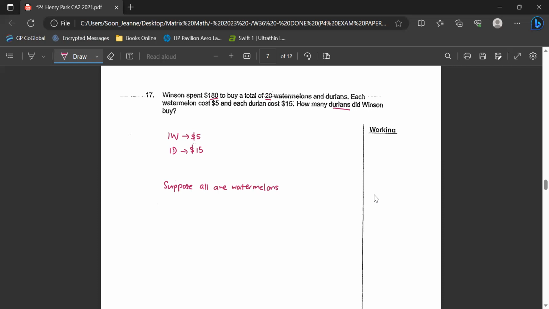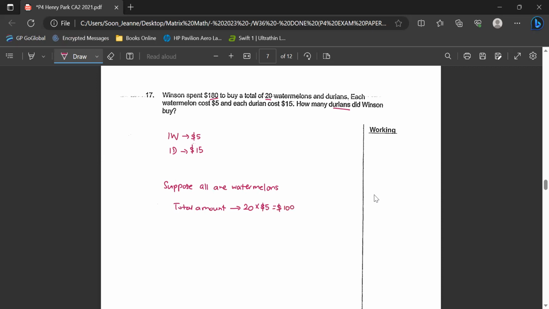So if all are watermelons, there will be another total amount paid. Okay, so we need to find out. Let's suppose all 20 fruits are just watermelons. So I need to find the cost of 20 watermelons. One watermelon is $5. 20 watermelons will be 20 times 5, $100.